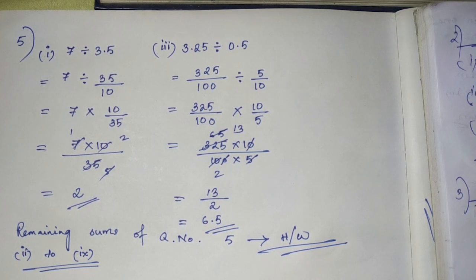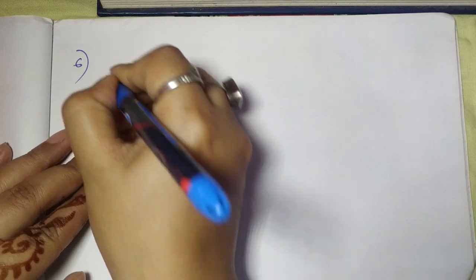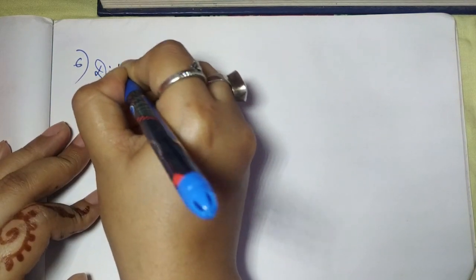So we'll do the last sum of this exercise, that is question number 6. Let us see what is given in question number 6. It is given a vehicle covers a distance of 43.2 km in 2.4 liters of petrol. How much distance will it cover in 1 liter of petrol? So the distance covered using 2.4 liters of petrol is given. I have to find the distance covered using 1 liter of petrol. So it's a statement sum. So let's write down the statement.